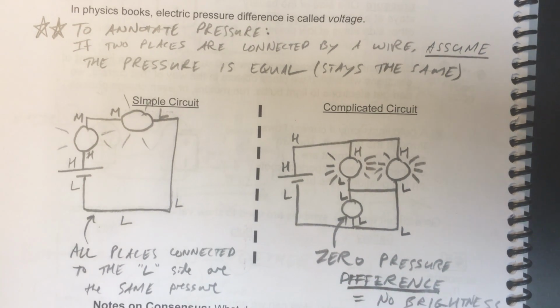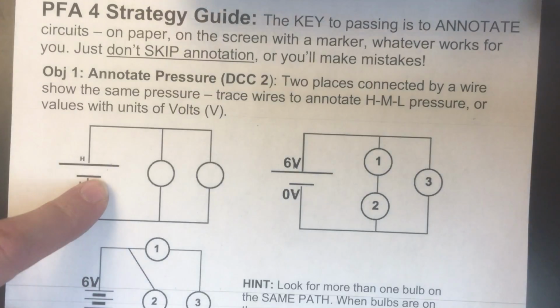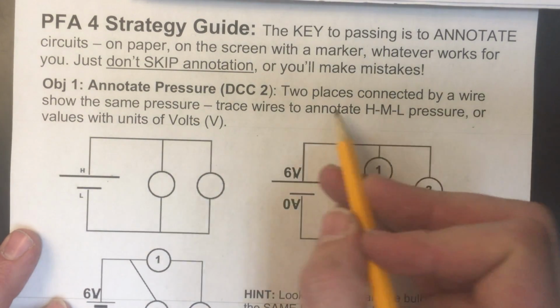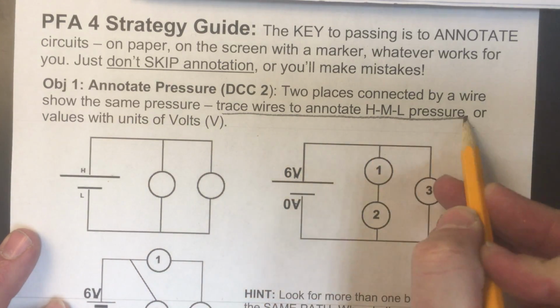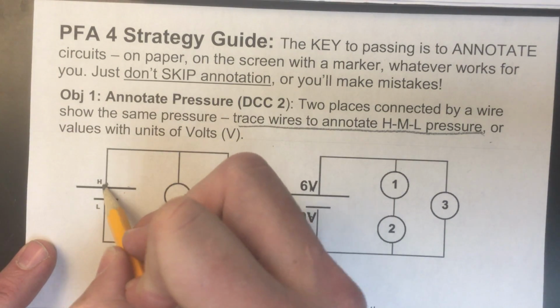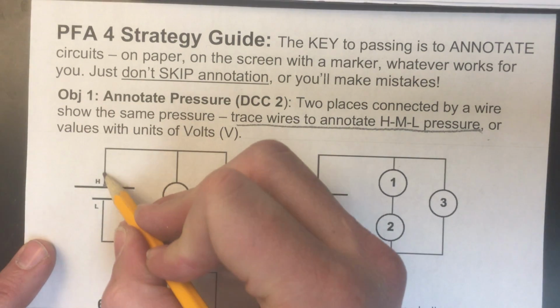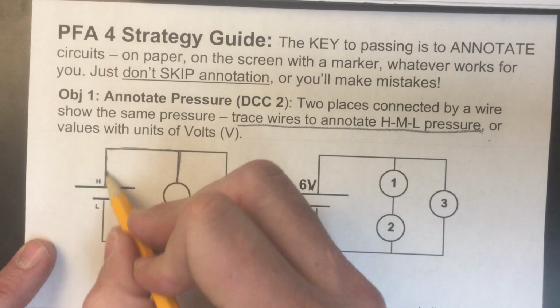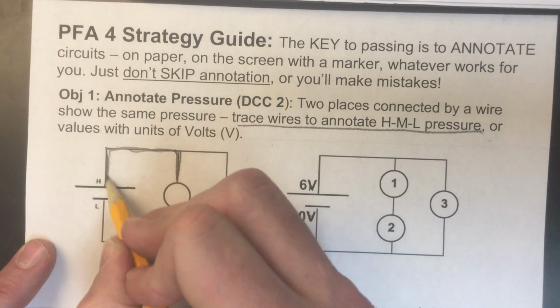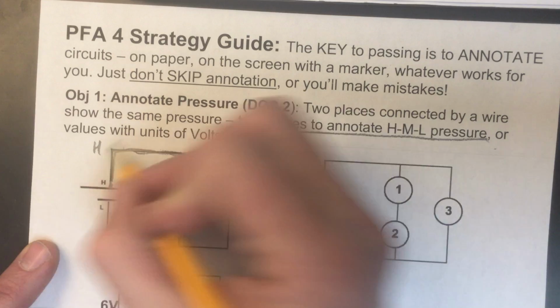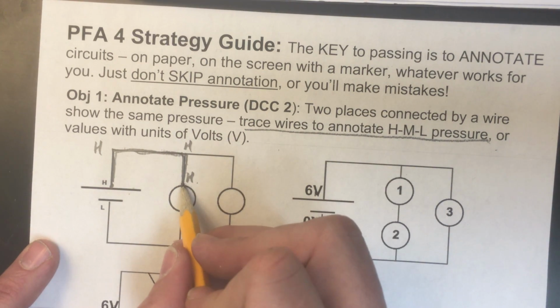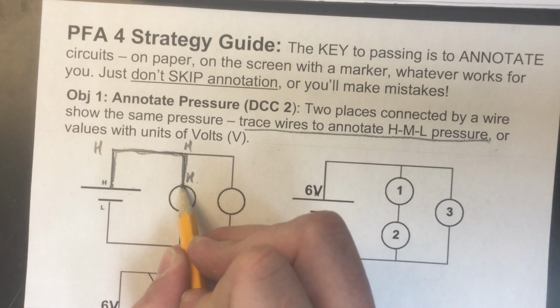And now that you have tried to solve this problem yourself, I can show you how I would do it. Trace wires to annotate pressure looks like this. I start at this side of the battery, and any two places that are connected by a wire show the same pressure. So basically, any place along that wire is going to be high, high, and high. The most important place to annotate is right here on the wire next to the bulb. You'll see why in a second.